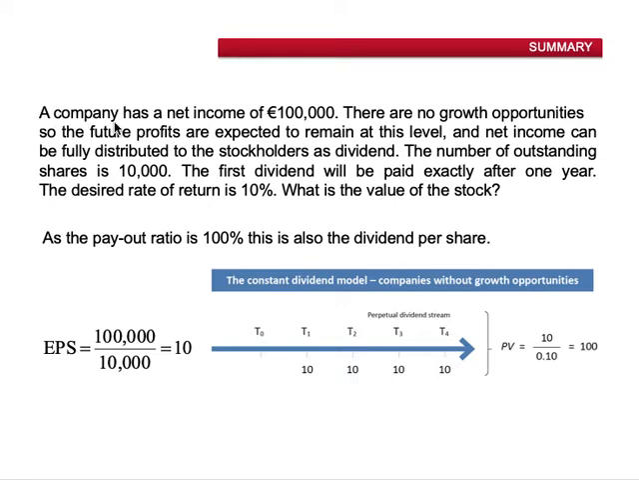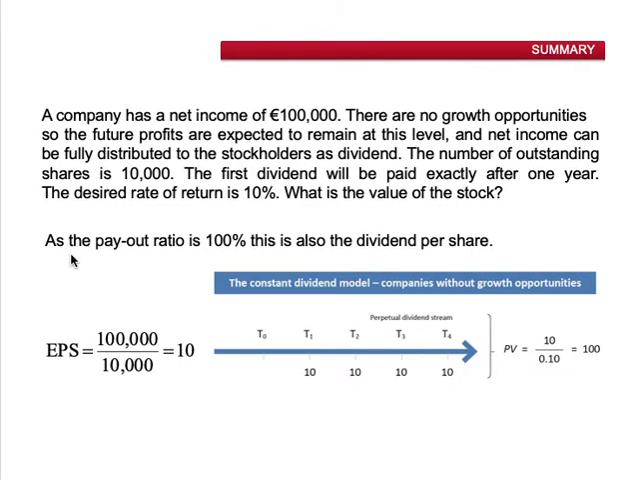We have a company and it generates a net income of 100,000 euros. No growth, and the future profits are paid out entirely to the stockholders as dividend. We have 10,000 shares outstanding. The first dividend payment is exactly 1 year from today, and the cost of equity is 10%. What is the value of the stock?